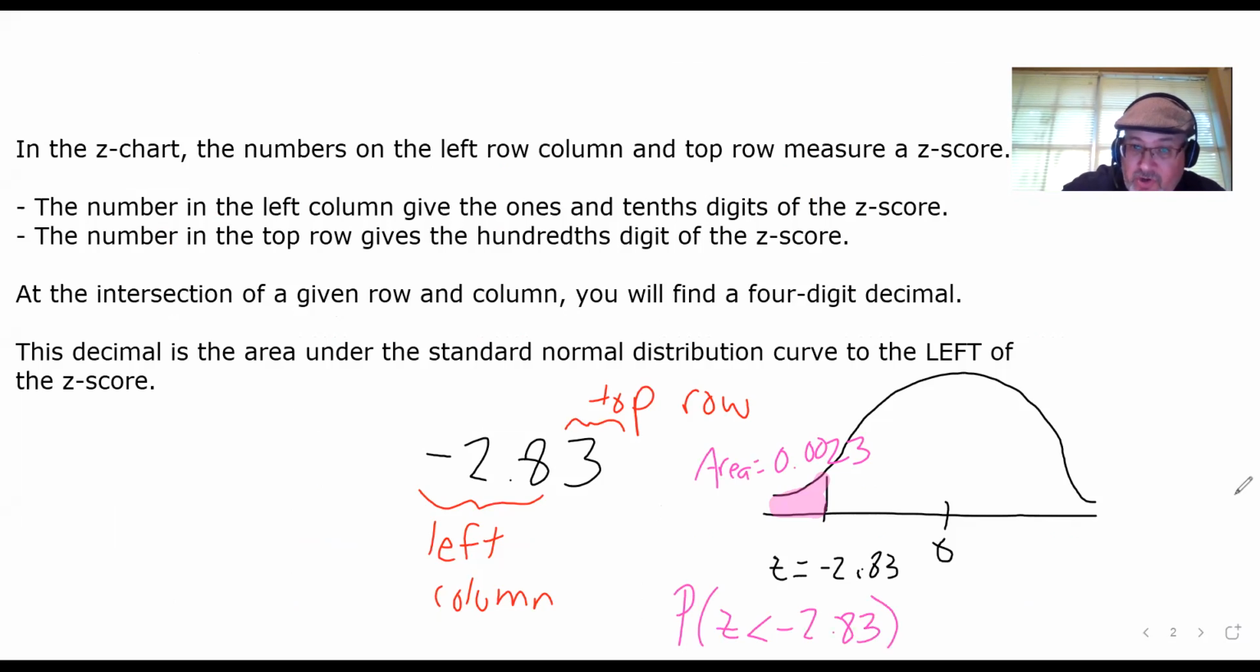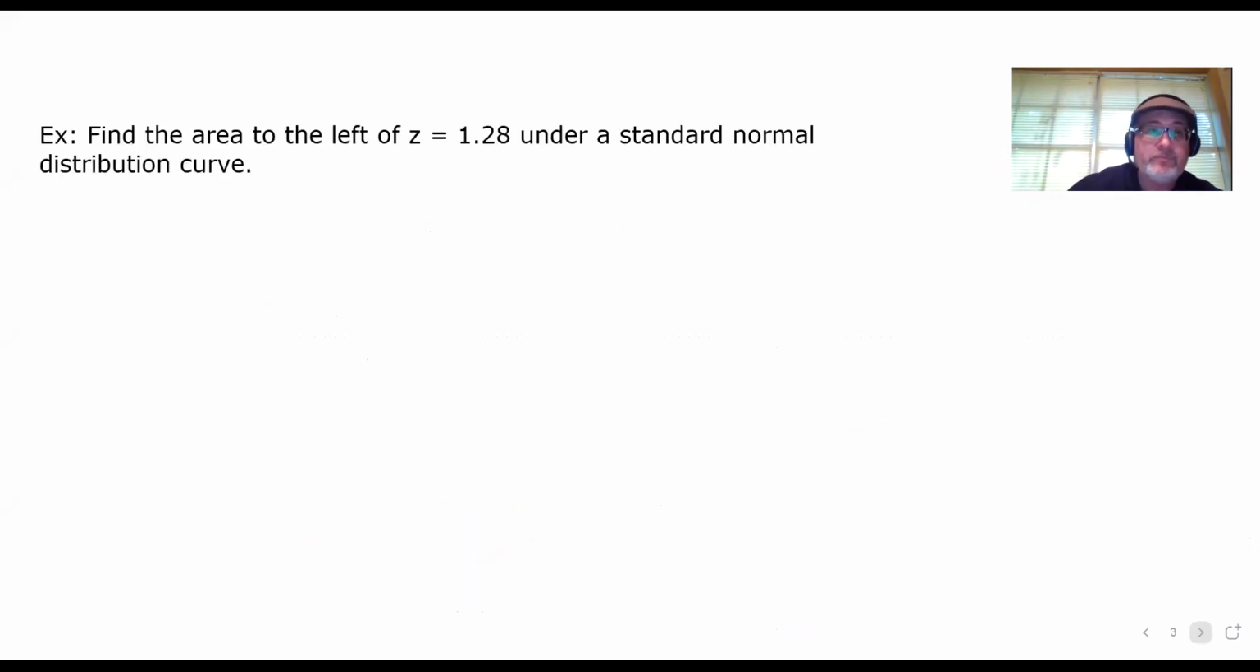a standard normal distribution, is 0.0023. Fairly small probability. As a percent, it's even less than 1%. So let's do a few examples and show how to make modifications when we're not necessarily looking at left areas.